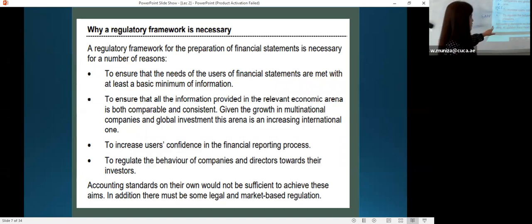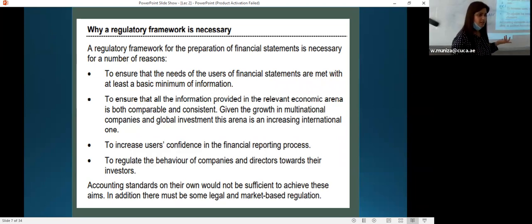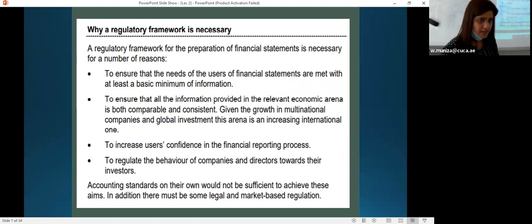Got it? So accounting standards on their own would not be sufficient to achieve these aims. In addition, there must be some legal and market-based regulations. So only accounting standards, IAS and IFRS, are not sufficient to maintain this principle. We do need some legal and market-based regulations, some national regulations also. Got it? Are you clear on why a regulatory framework is necessary?